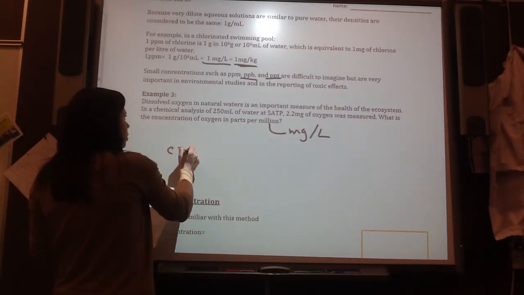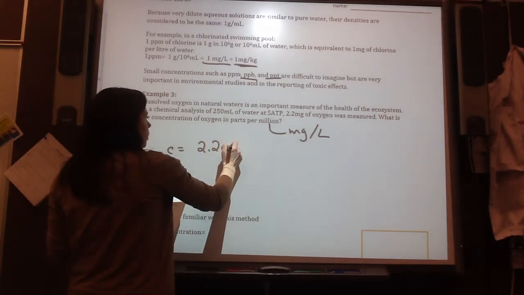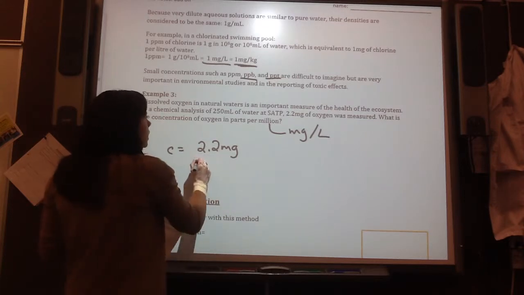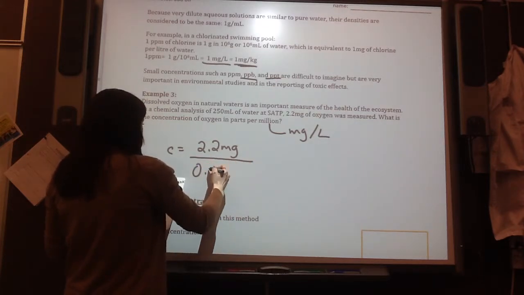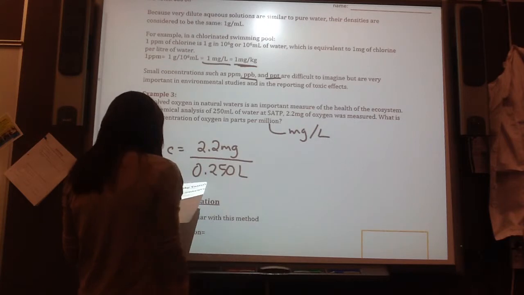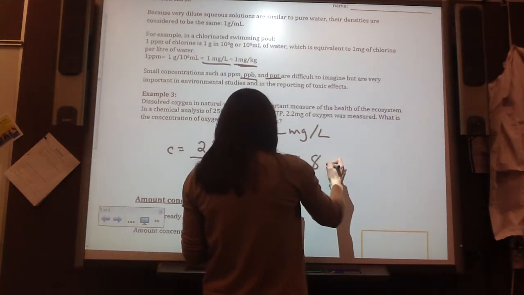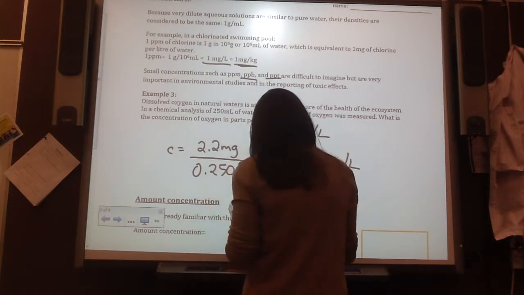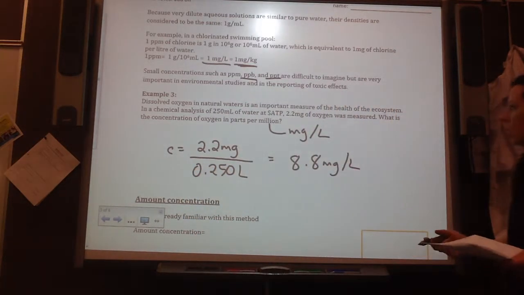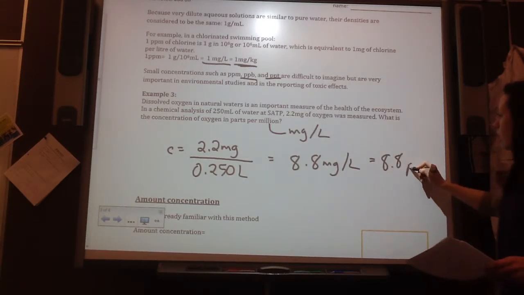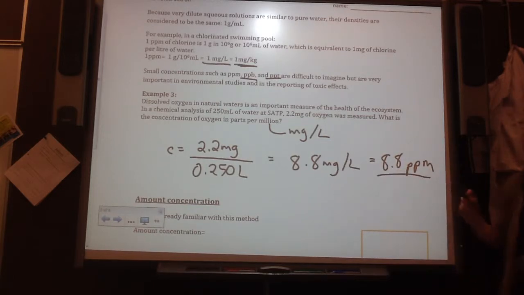So now our concentration is 2.2 milligrams of oxygen, which is our solute, divided by 0.250 liters of water. This gives us 8.8 milligrams per liter, which you could then say is 8.8 parts per million, if we put it into the parts per million unit.